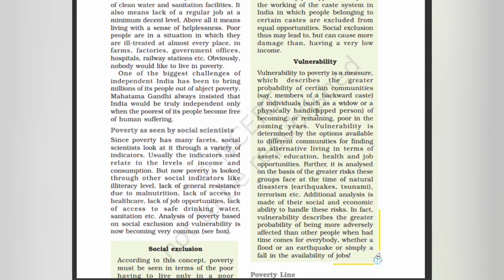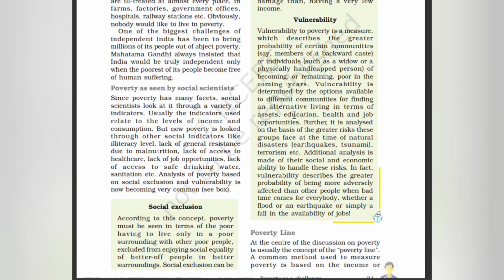Vulnerability. Vulnerability to poverty is a measure which describes the greater probability of certain communities, say members of the backward caste, of individuals such as the widow or the physically handicapped person, of becoming or remaining poor in the coming years. Vulnerability is determined by the options available to different communities for finding an alternative living in terms of assets, education, health, and job opportunities.